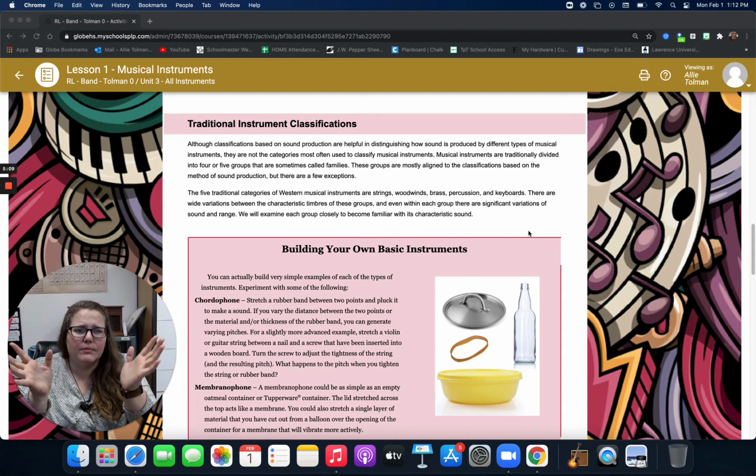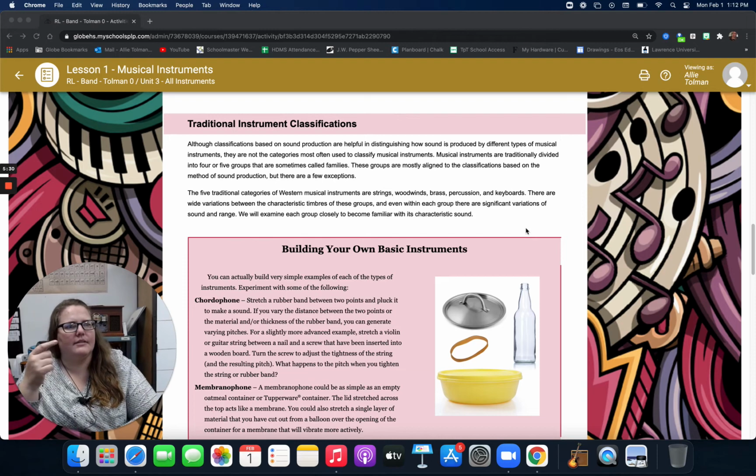There are wide variations between these, and they all have different timbres in the group. And even within the group, there are variations in the range and sound. You know, bari, tenor, alto. We're going to examine each group closely and become familiar with that sound. And that's in the following lessons, I believe.